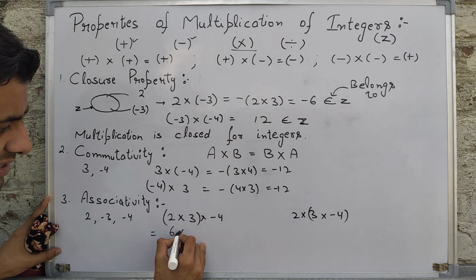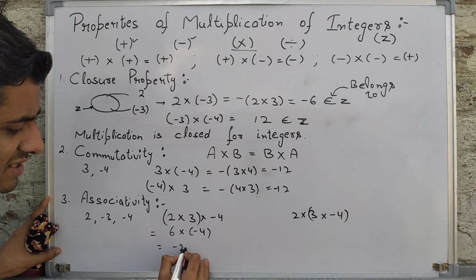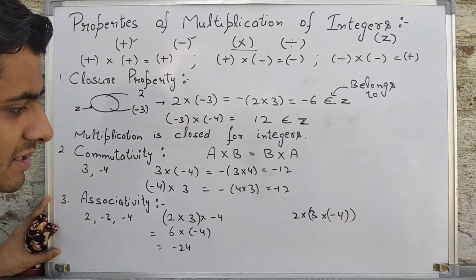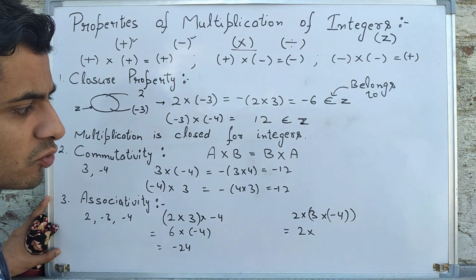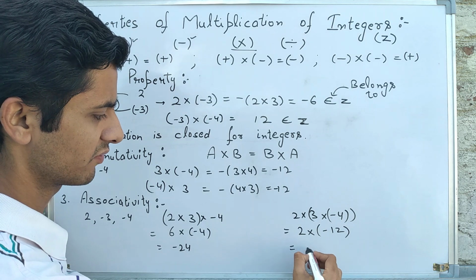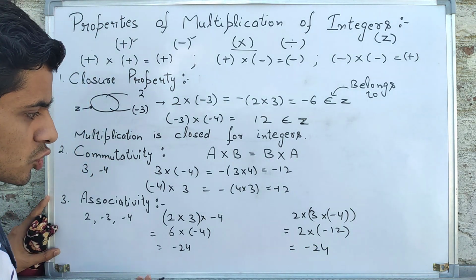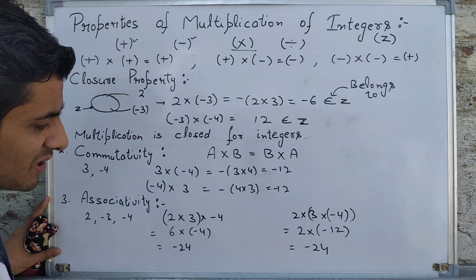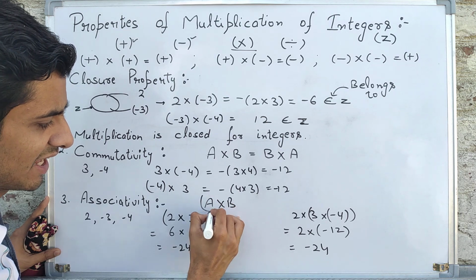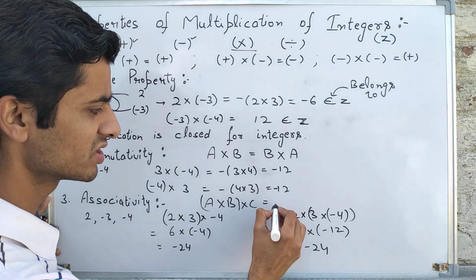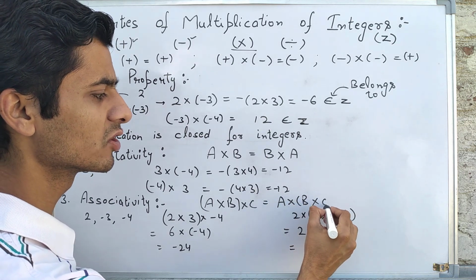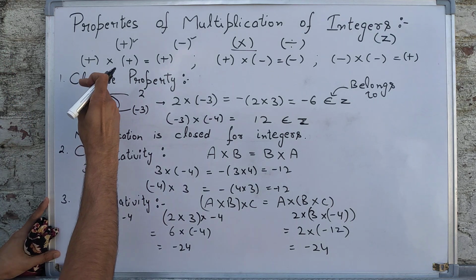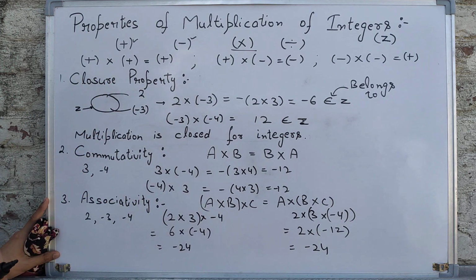2 times 3 is 6, into -4. 6 into -4 is -24. Multiplication, I suppose that you all now understand. So 3 into -4, obviously -12. 2 into -12, here also the answer comes to be -24. So what do you observe? That we can associate a set of integers in any way for multiplication. Whether you associate A and B, or you associate B and C, either way you can group, the result would remain the same. So this property is known as associativity. Closure property, commutative property, and associative property.